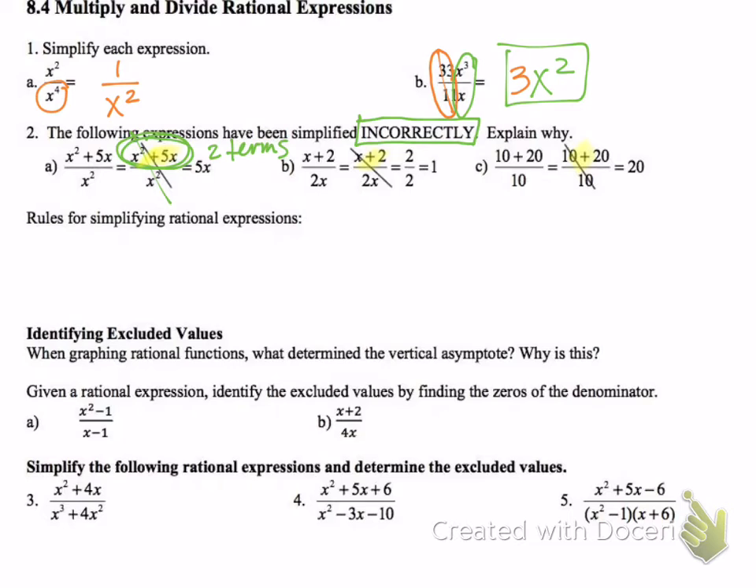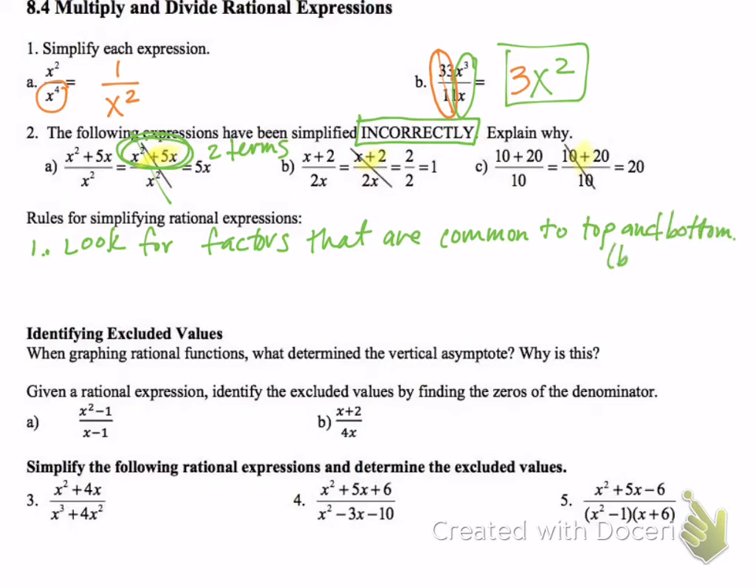So, rules for simplifying rational expressions. The first step is you look for factors that are common to top and bottom, or numerator and denominator. You do this a lot by factoring. We'll see a lot of examples where we factor, or greatest common factor. So you could pull out a GCF, or you could factor. You could do both too. So we're trying to see, can I pull out a greatest common factor, or can I factor the top or the bottom? That's kind of the first goal.